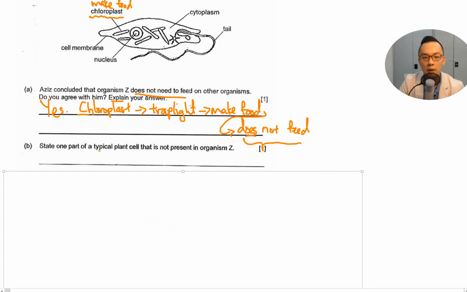State 1 part of a typical plant cell that is not present in organism Z. A typical plant cell has the cell wall. That's the typical part of a plant cell. The other typical part is the chloroplast. So organism Z has the chloroplast.